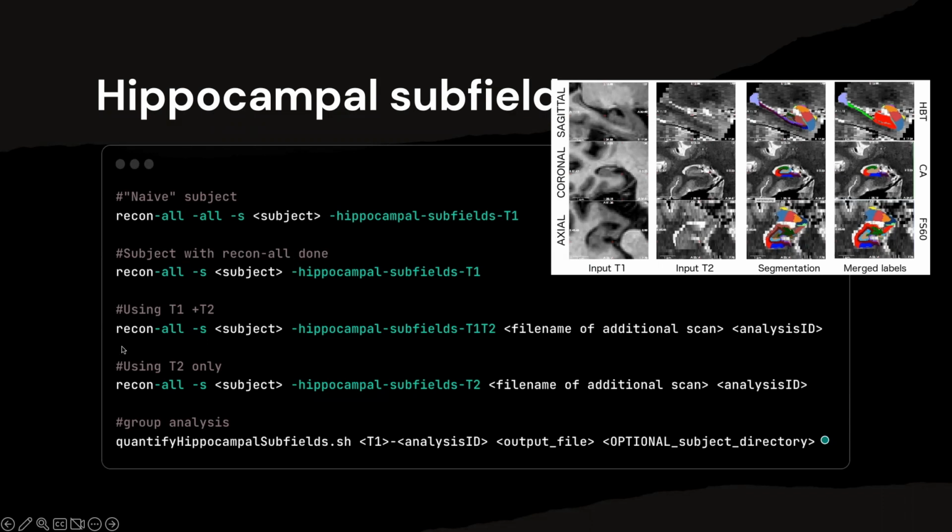Similar to what I told you at the beginning, you can also use the T2s for a couple of processing commands. So in this case, if you want to use the T2 to improve your segmentations, you just add this flag here, and obviously you need to add the T2 NIfTI file here. You can also use only the T2 in case you only have a T2. And for the group analysis, this is the command that you should type to run it.